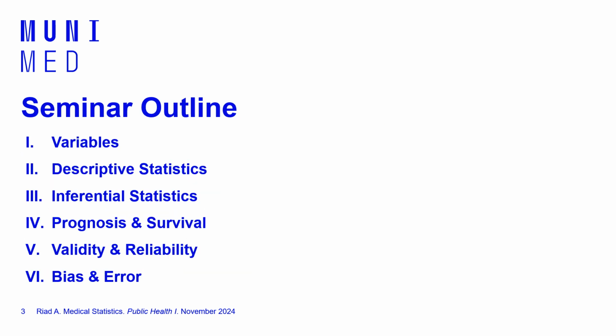So today's seminar has some sections that are organized in a logical manner to help you understand all foundational concepts in medical statistics. We start with variables, which are characteristics that could describe the patient's outcomes, and how we can describe them using descriptive statistics methods, and inferential statistics, which try to answer the question of whether something is associated with something else. Also, we will learn the concepts of prognosis and survival, validity and reliability, and finally bias and error. So let's start with variables.